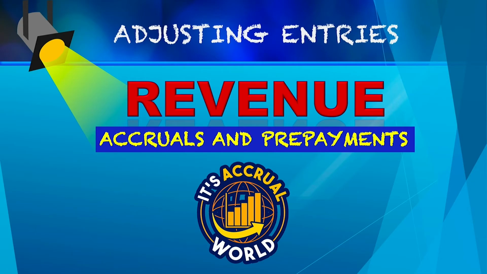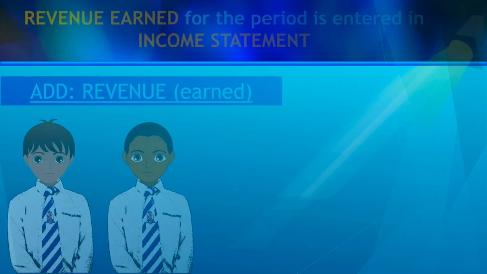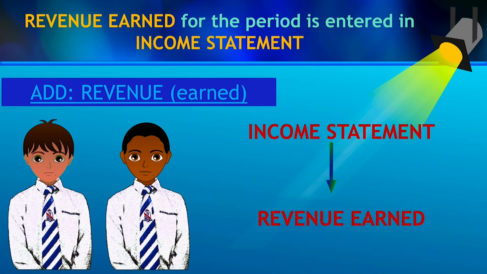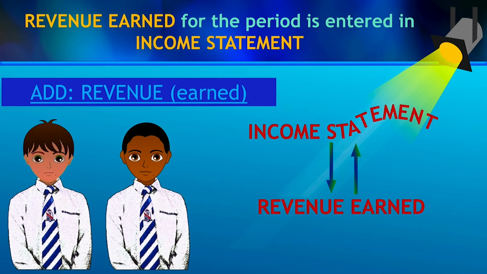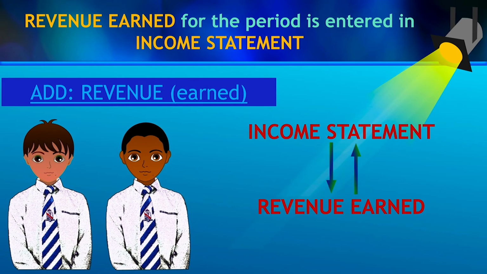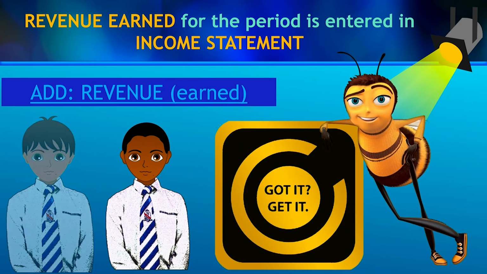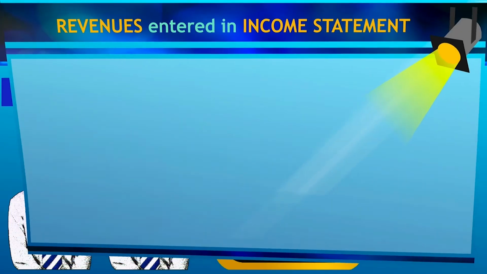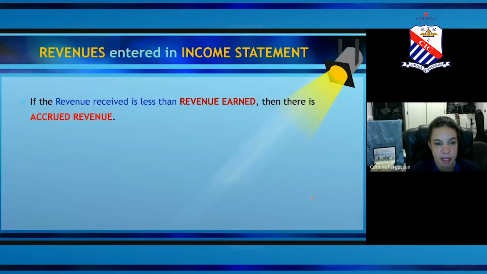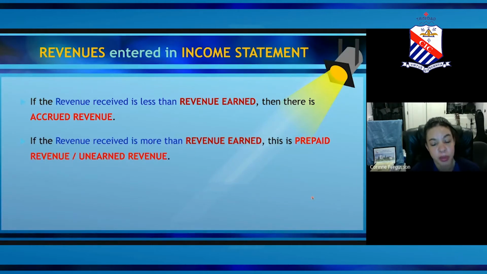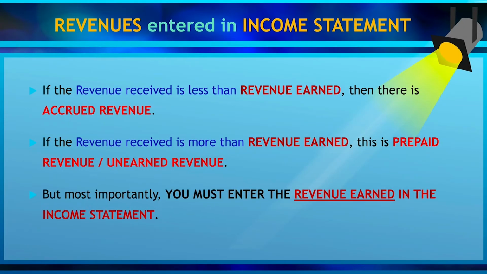All right, so we're going on to the revenue, and it is the revenue earned. Like the expense was the expense incurred, this is the revenue earned. Emphasis again. Hope you got it. And it's the same like the expenses. Revenue received may be less than the revenue earned, and then you have an accrual, or it may be more than the revenue earned and you will have a prepayment. But the most important thing is that what goes into the income statement is the revenue earned.